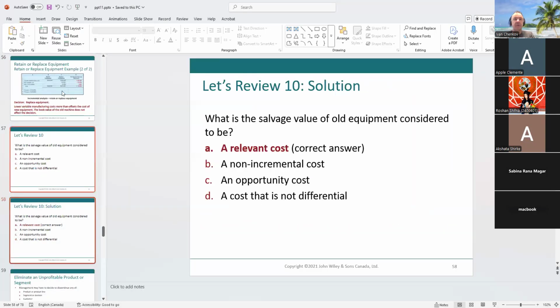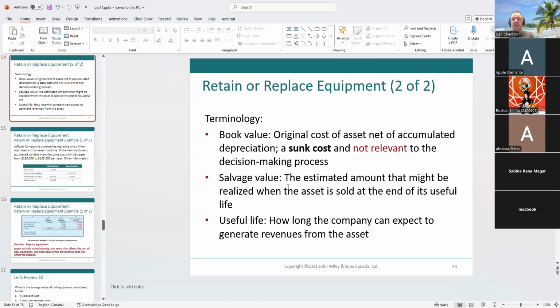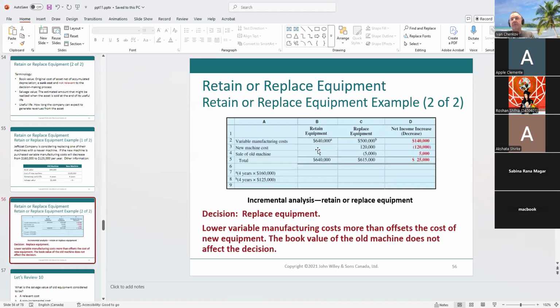Okay, let's go back to the slides and see how the slides do it. So again, the information here, and then we're going to this chart. If we keep the old machine, it's going to cost us $640,000. If we replace it with the new machine, the variable cost is going to go down to 500,000. The new machine cost will be 120, and the salvage value that we can save is $5,000. In total, the cost will be $615.